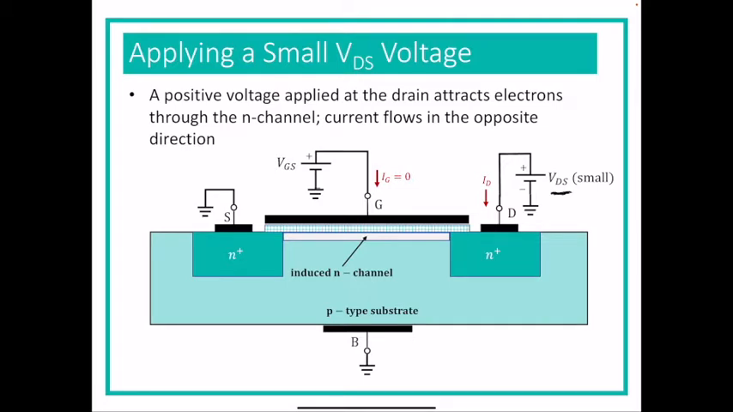So it's right over here. You've got a voltage source. Remember, there is no current going into the gate, but there is current going from the drain to the source, and it goes through that induced N channel that we created before. So there is current that flows.